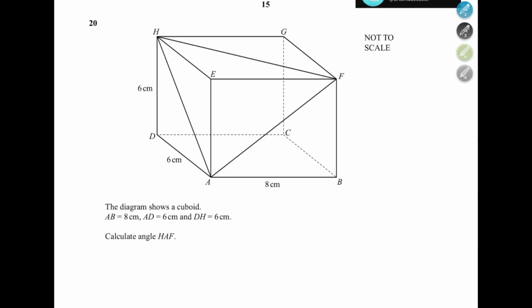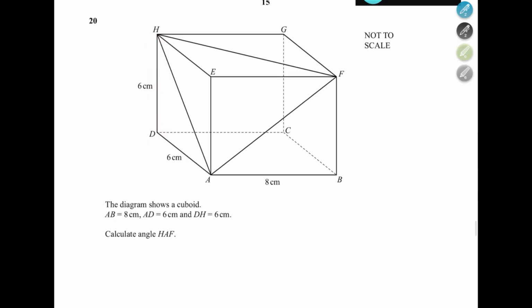Question number 20. The diagram shows a cuboid. AB is 8 centimeter. This is 8 centimeter. AD, this one is 6 centimeter, and DH is 6 centimeter as well. Calculate angle HAF. So angle HAF, that means we have this triangle over here, and we need to find this angle. So something like this. This is H, A, and F. This is the angle that we need to find.